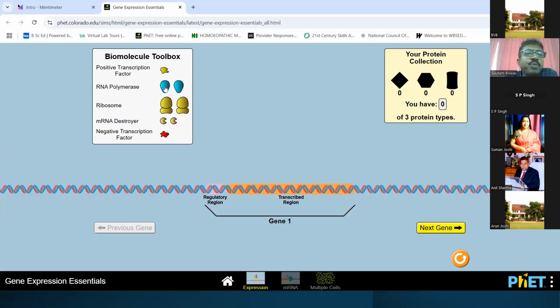Now, suppose you take RNA polymerase, and this is gene 1, a transcriptional region, and if you put it over here, it will not bind. It will just move from the place. Why is it not binding? Because it needs a positive transcription factor which should bind over here. Now if you put it over here, it will bind and do its work, and mRNA will be formed. Now, this mRNA needs a ribosome.